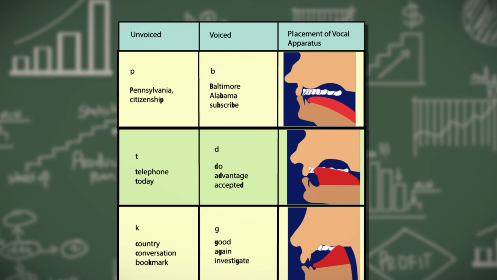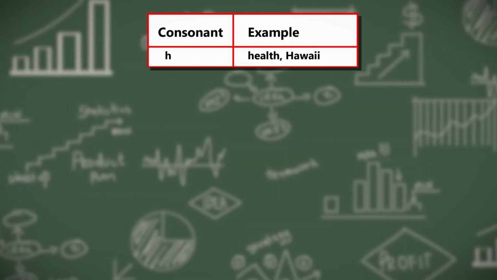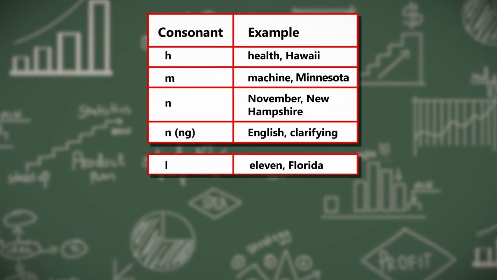These are the examples of voiced consonants. Baltimore, Alabama, subscribe, do, advantage, accepted, good, again, investigate, journal, giant, manager, knowledge, visit, cove, expensive, closure, camouflage, mirage. With other consonants in the English language, there's no distinction of being voiced and unvoiced.